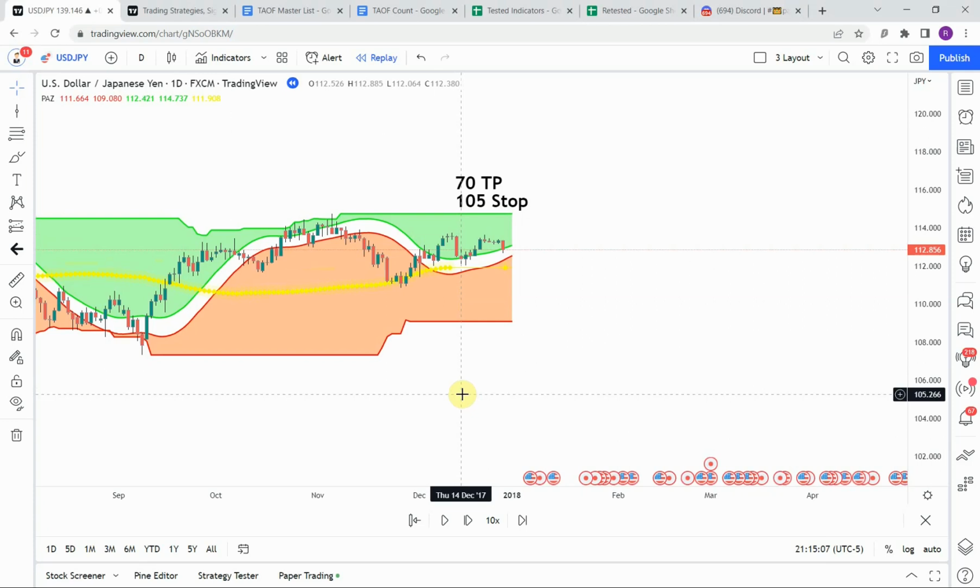Today we will be testing the price average zones.